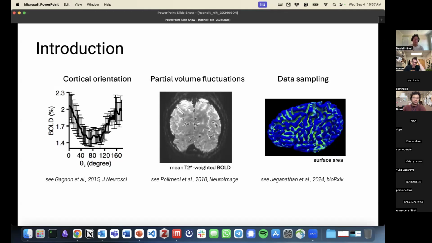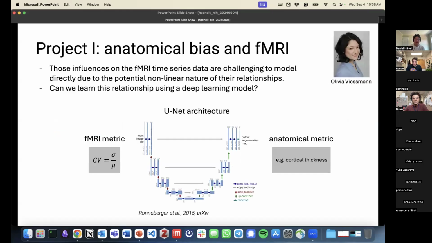was recently discussed by Jagannathan and co-authors, who showed that, for example, in functional connectivity analysis, the heterogeneous mesh density, because the mesh is much more dense in the sulcal depths than in the top of the gyri, influences, for example, connectivity analysis. And in our project, we want to understand these relationships between fMRI and different biases, which can influence the fMRI time series.